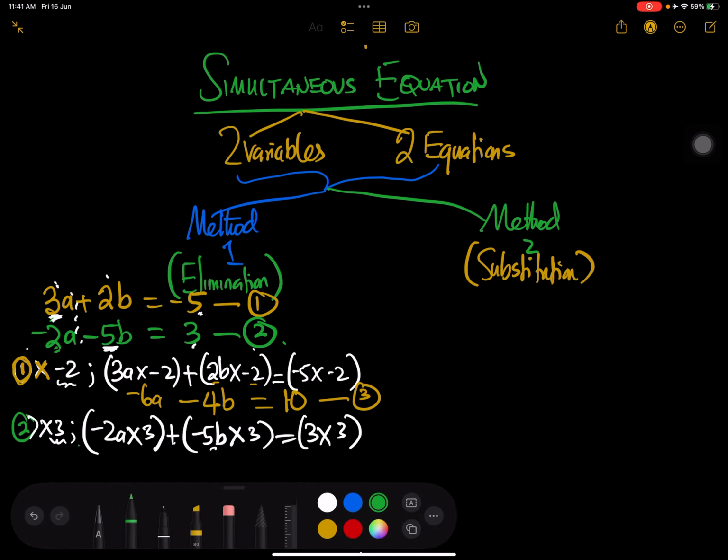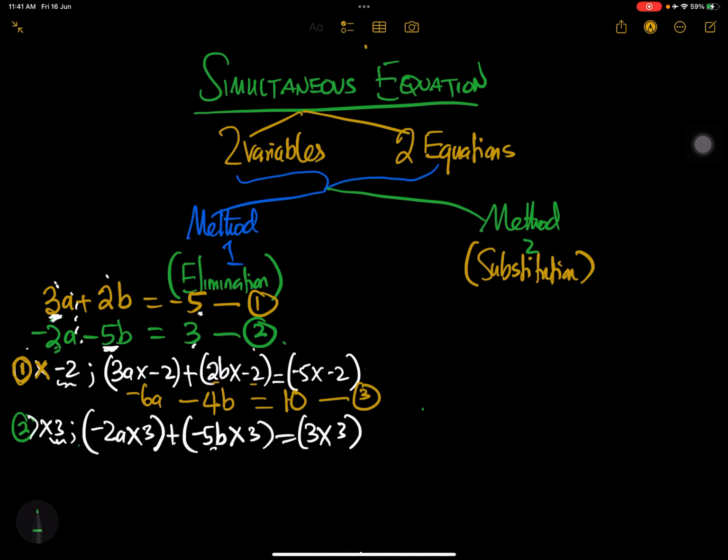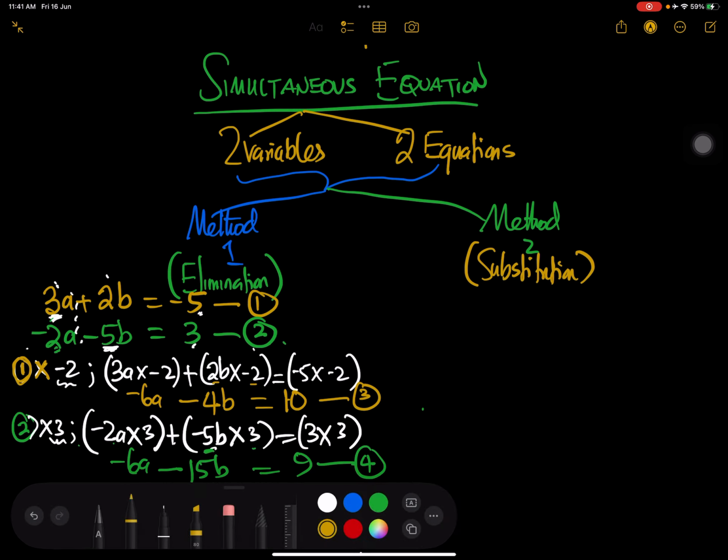And when we do that, the green equation now turns to what? It becomes negative 6a. Negative 2a times 3 is negative 6a. Negative 5 times 3 is negative 15, so this is going to be minus 15b is equal to 3 times 3, which is 9. Now the green equation changes. So now we have equation 3 and equation 4. Can you see that this number here is now the same thing?